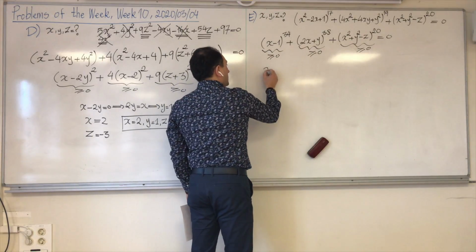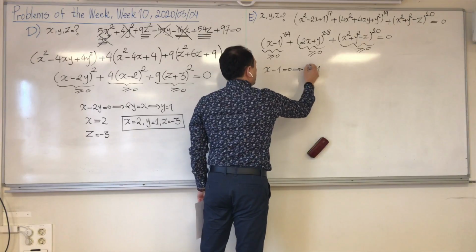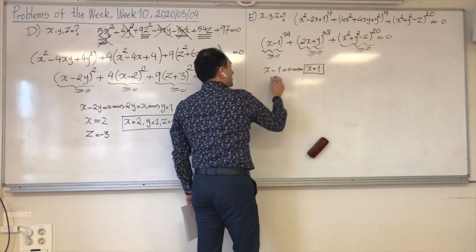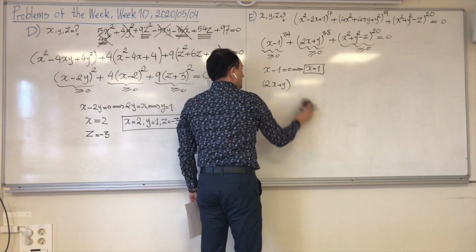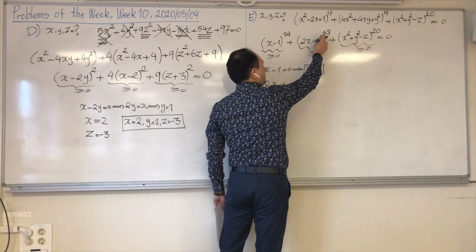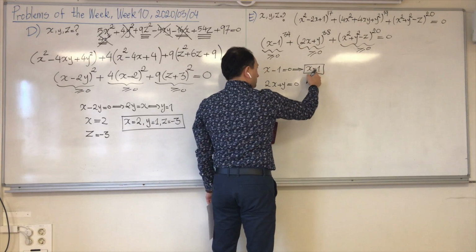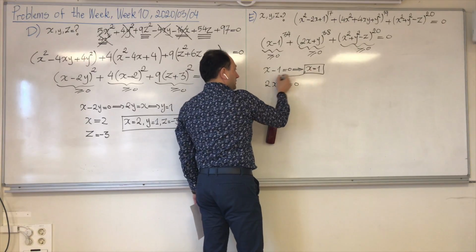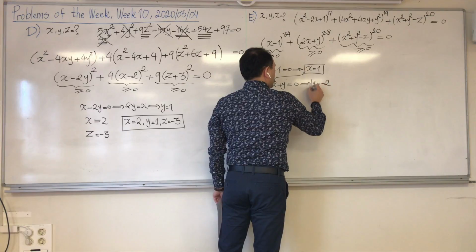So x minus 1 is 0. This means that x is equal to 1. This one is 0. So I don't need to write 38. It's clear that this is equal to 0 if and only if 2x plus 1 is equal to 0, yes? But x is equal to 1. If I put x equal to 1 here, then I get y is equal to minus 2.